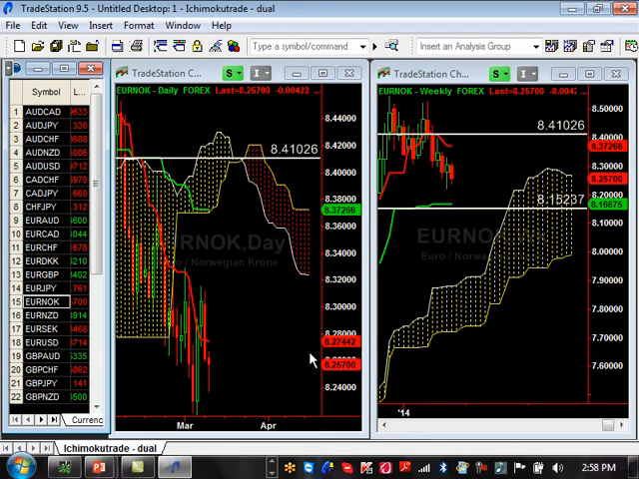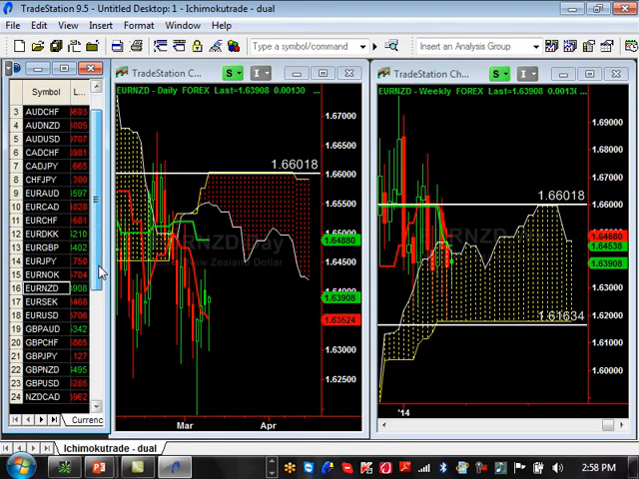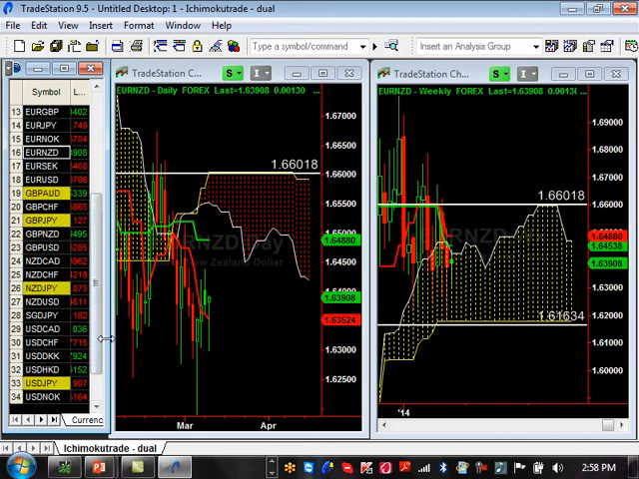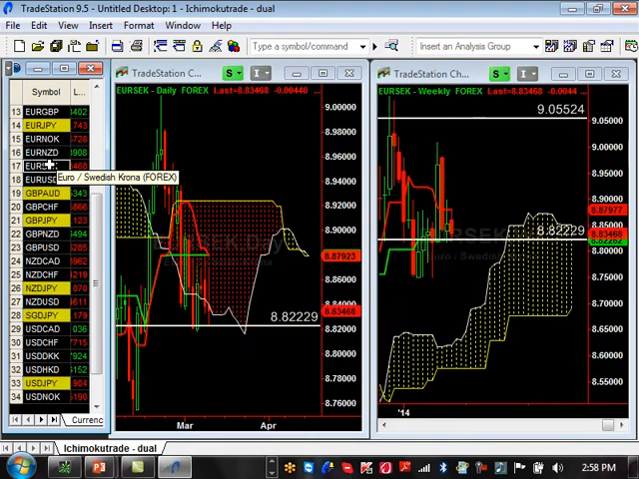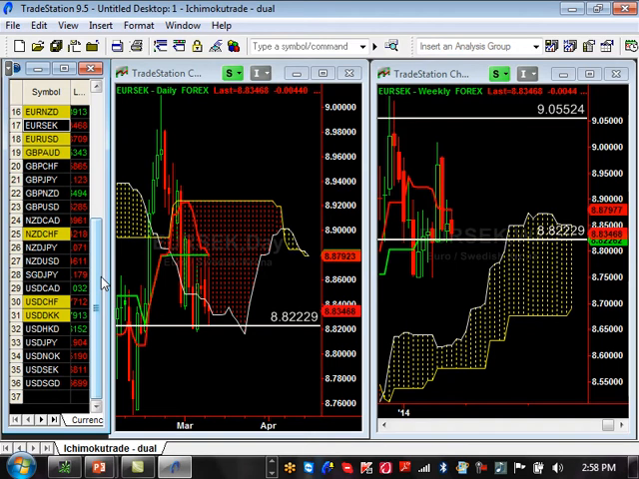Euro NOK, really nothing going on here. It held the resistance level at 41.02, and is trying to make its journey all the way down to support, which is at 15.23. Euro New Zealand, really not doing anything at all except consolidating between 61.63 and 66.01, so nothing really much to talk about there. Euro SEK, not really much to talk about there, consolidating between 82.22 and 5.52.